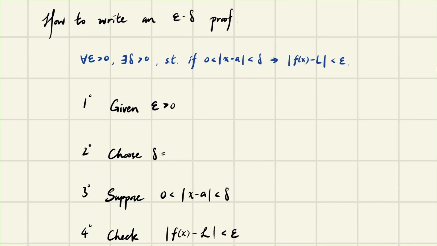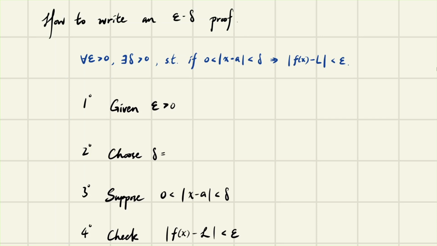Okay, so in this video we're going to go over how we can write an epsilon-delta proof, and I'll be giving examples of different kinds of questions that you may encounter. For the first one, we have to know, back to the definition, that for all epsilon greater than 0, there exists a delta greater than 0 such that if this condition holds, then we can find an epsilon.